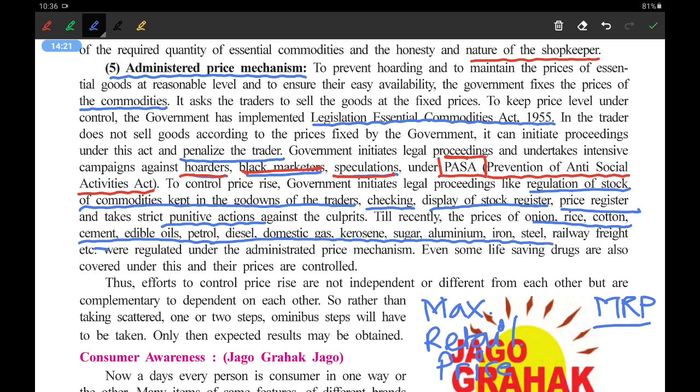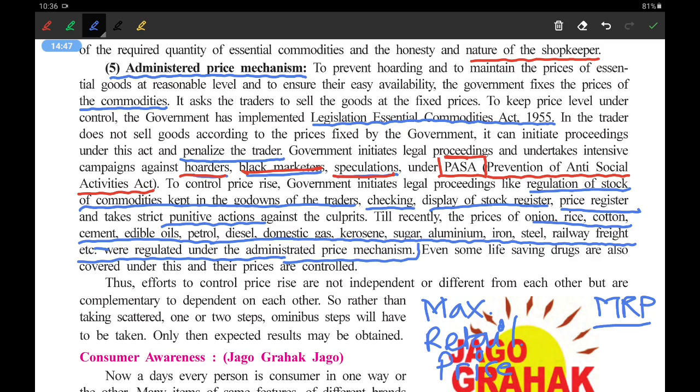Till recently, the prices of onion, rice, cotton, cement, edible oils, petrol, diesel, domestic gas, kerosene, sugar, aluminium, iron, steel, railway freight, etc. were regulated under administered price mechanisms. Till recently it was administered, but now the government has de-administered that, meaning they have released some of the prices, like petroleum, and the price of petrol keeps on changing day to day, right, as per the international market.